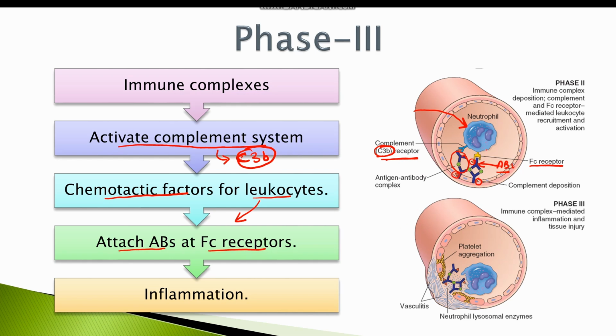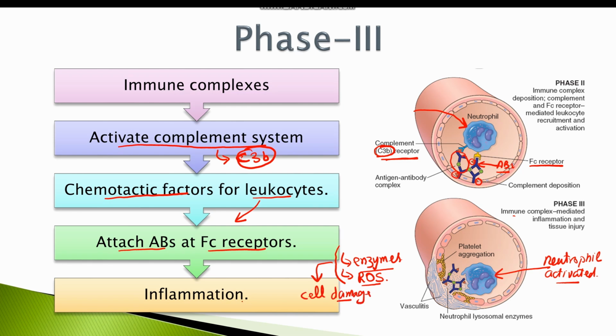So once the neutrophils are attached to the antibodies through Fc receptors, neutrophils get activated. As you can see here, this is an activated neutrophil. So the activated neutrophils release certain proteolytic enzymes and reactive oxygen species. So these lysosomal proteolytic enzymes and reactive oxygen species result in cell damage, ultimately leading to inflammation.